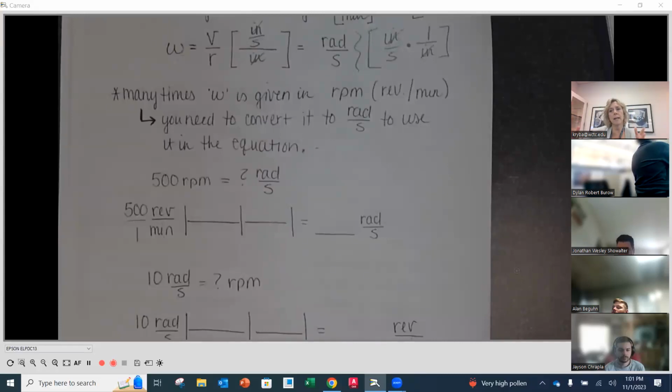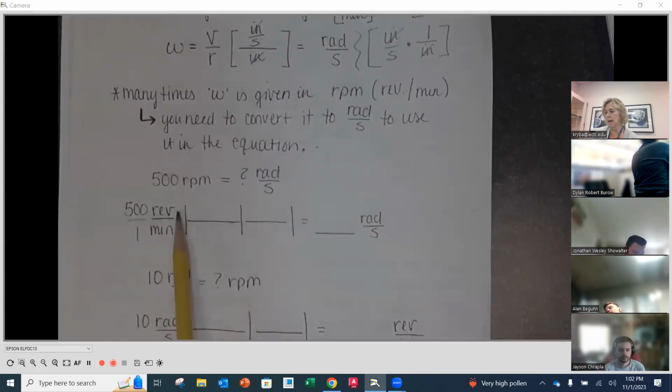Then my vertical lines, again, just signify that I'm going to be doing a unit conversion here as opposed to an equation. All right. So I want to convert this to radians per second. We know that our process is going to be multiplying across the top. So it's going to be this times this times this divided by whatever is on the bottom.